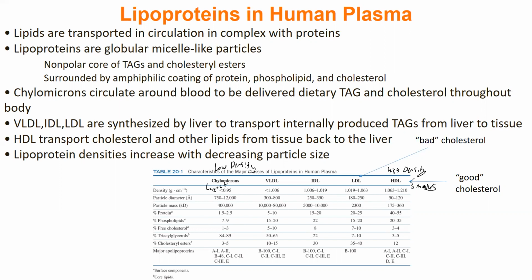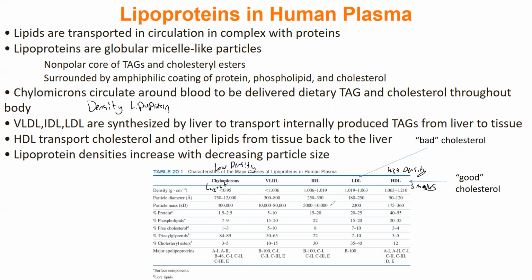While VLDL, IDL, LDL, HDL, so what do these words mean? So VL, very low, D, density, L, lipoprotein. So the D always stands for density. L is always lipoprotein. So very low, intermediate, low, and high. Why does intermediate come between very low and low? I don't know. It just does.